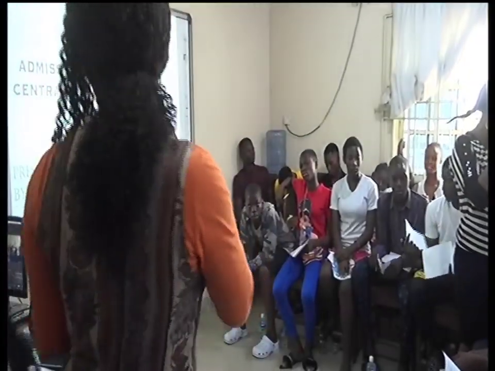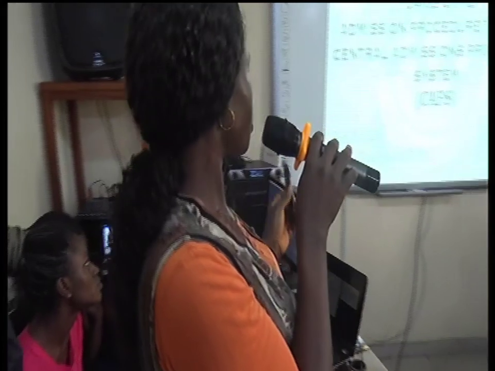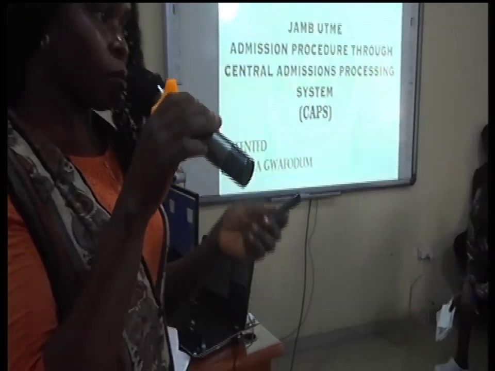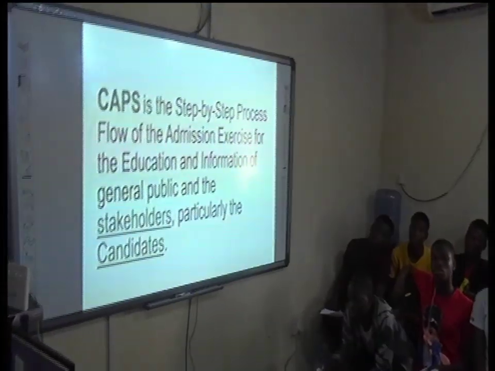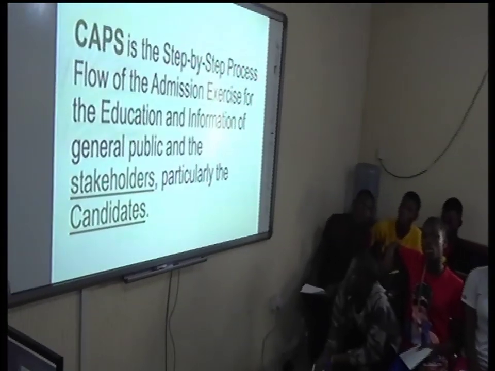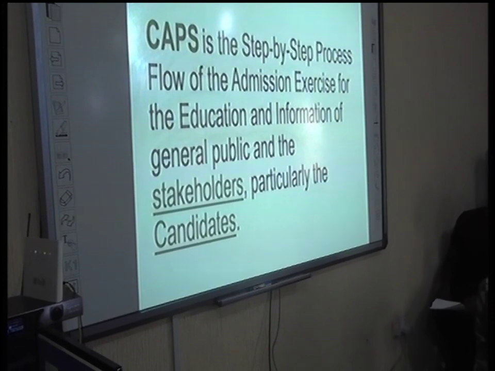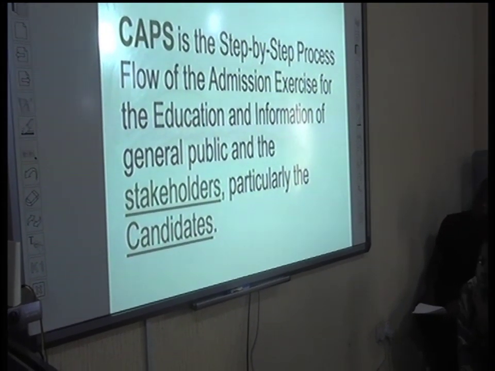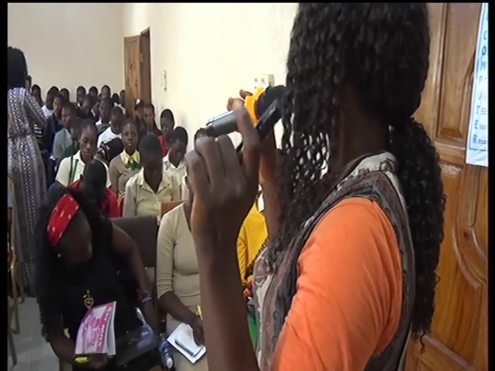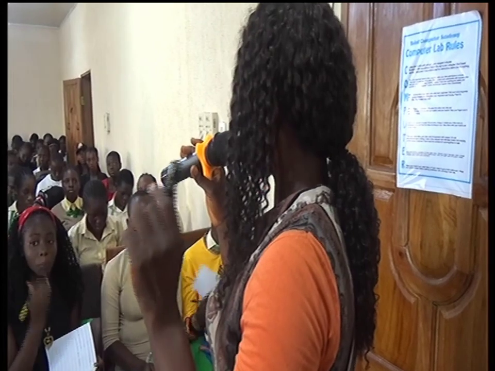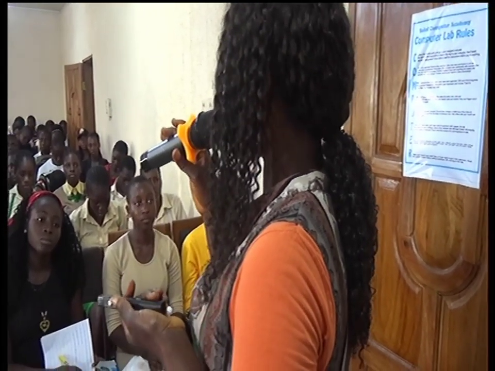Our topic of discussion is on Jamb Utme admission procedure through Central Admission Processing System, which is CAPS. That is the meaning of CAPS, Central Admission Processing System. Now, CAPS is a step-by-step process flow for admission exercise for the education and information of the general public, stakeholders, particularly the candidate. Whatever any Jamb Utme candidate wants to do, it is with the aid of CAPS that you do it. Your registration, your acceptance, whatever you want to do, even if you want to do changes, maybe you made a mistake while putting your date of birth or your local government. When you want to correct it back, it is through CAPS that you will do that.